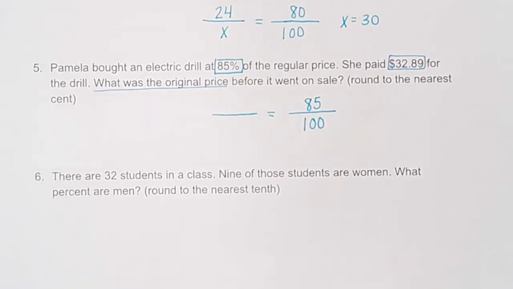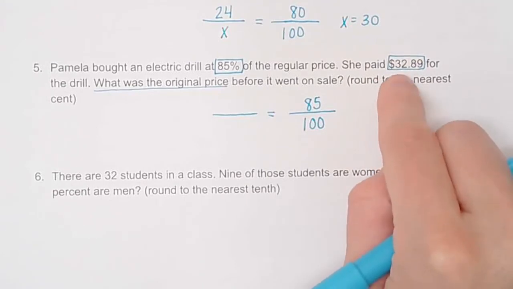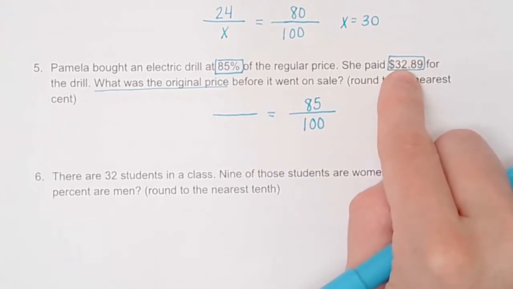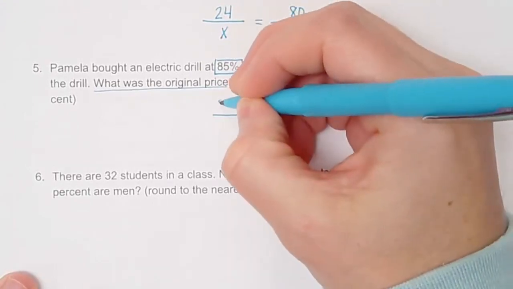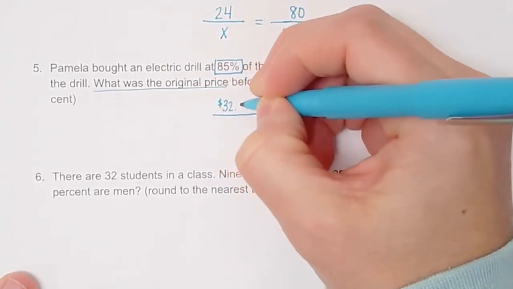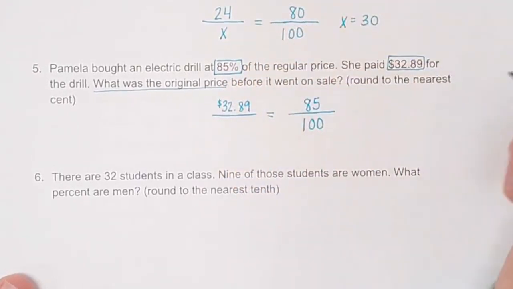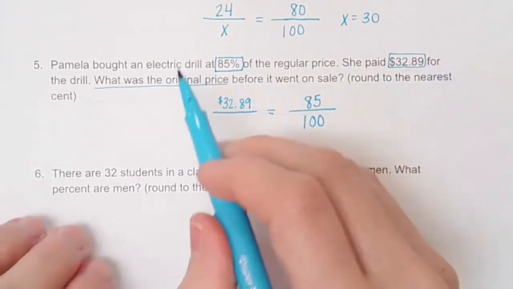Let's just pretend originally it was $40. She paid $32.89. So if it originally cost $40, she paid $32.89. She's just paying a part or a piece of what that total amount really was. So this right here is going to go on top because it is just a piece of what the total cost was. I'm looking for what that original cost was. So that is why the X would go down here.